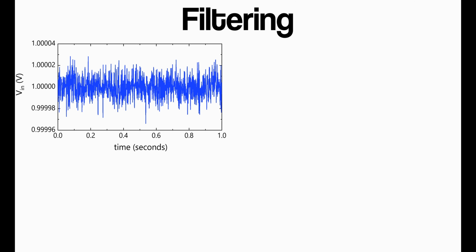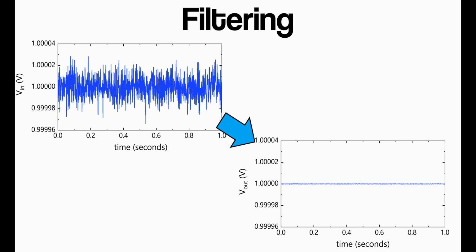So the idea of filtering is to take a signal which looks like the following and then remove a lot of the noise. While there's still some noise, there's always going to be some noise, it's considerably reduced compared to the original signal.